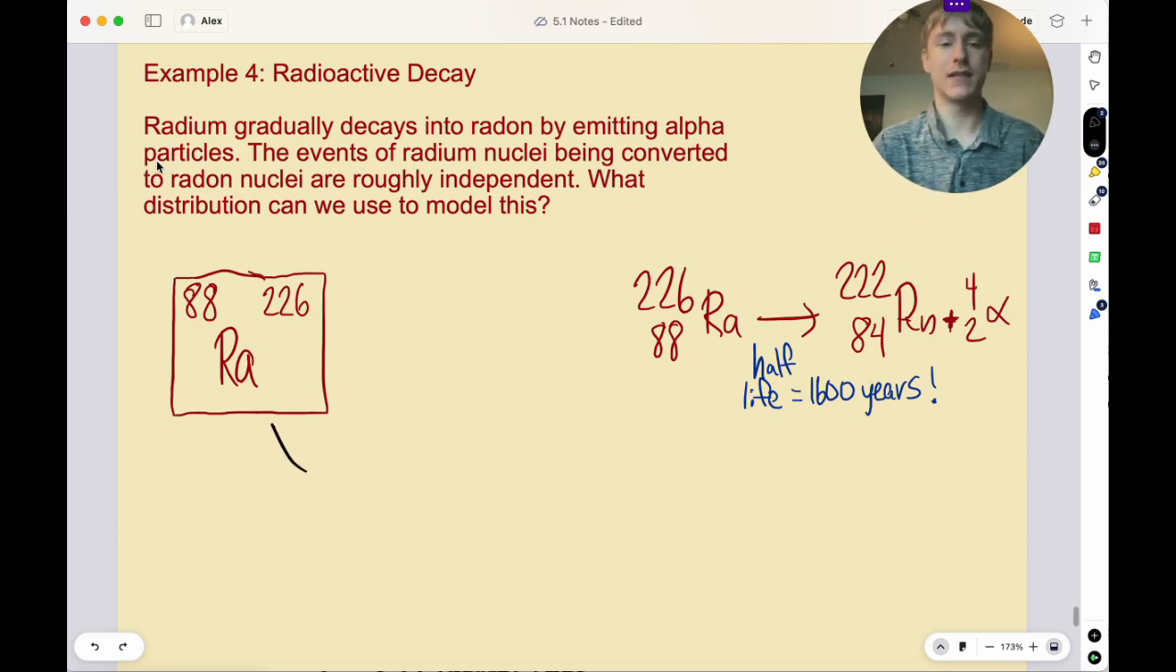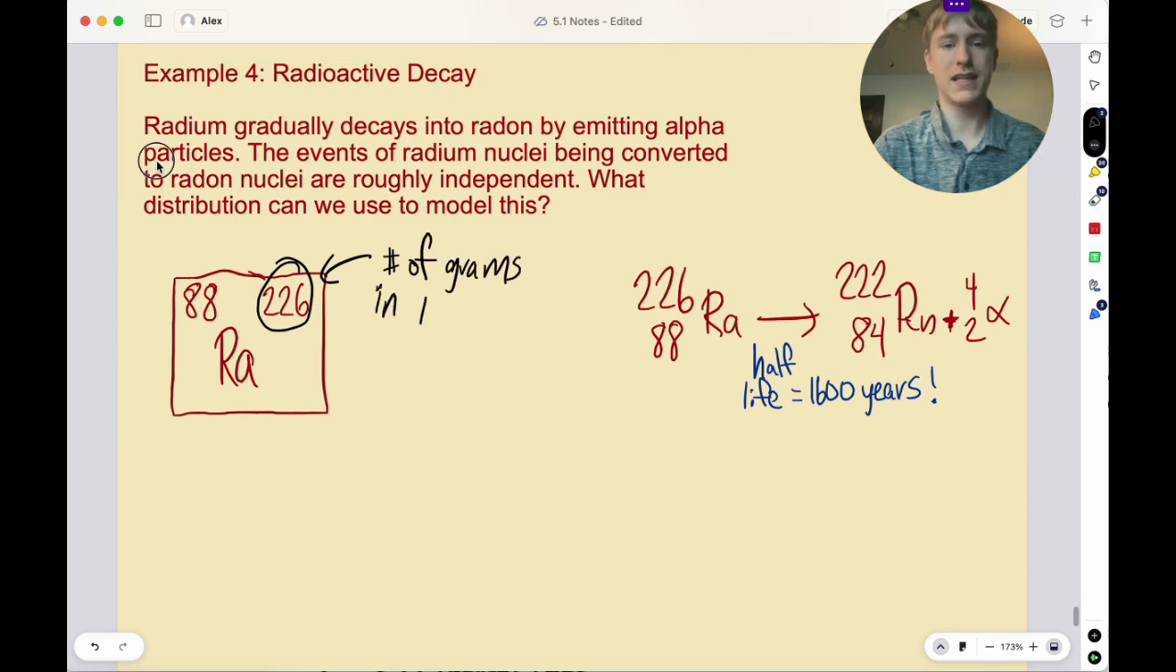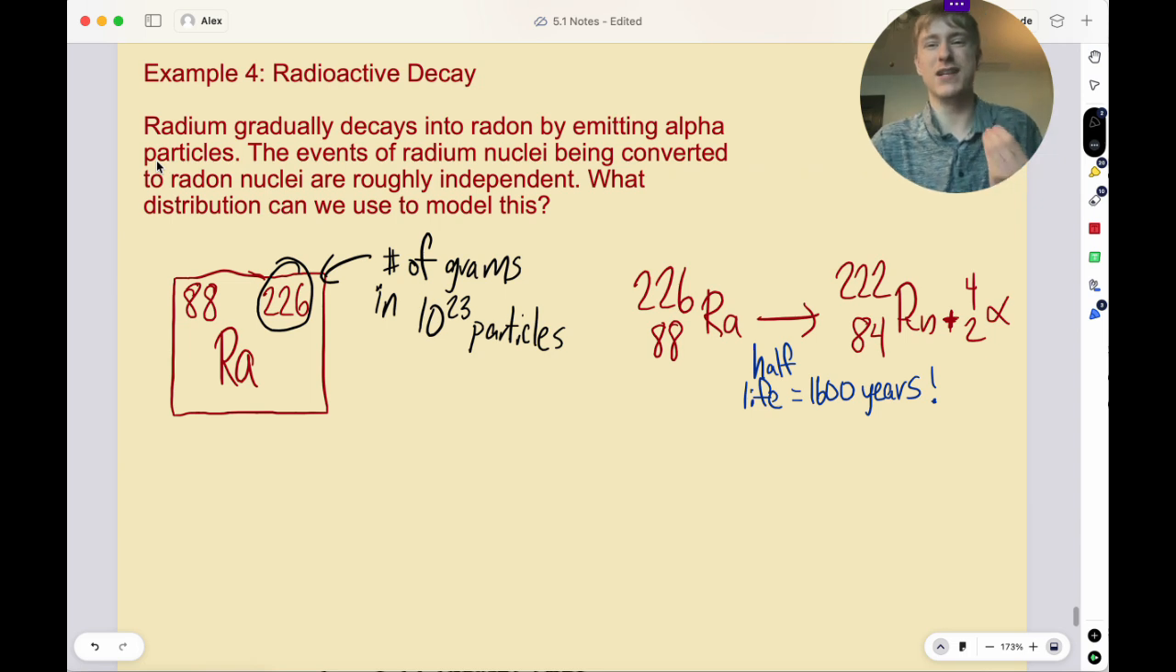A couple of things. I went ahead and summarized the periodic table entry for radium. Remember that this 88 here is the number of protons, which we don't really care about. But for the purpose of this example, this 226 represents the number of grams in approximately this many particles, 10 to the 23rd power particles. That's a lot of particles. We want to figure out what distribution we can use to model radioactive decay, and this gives you a pretty good indication. But let's just go with it for a second.